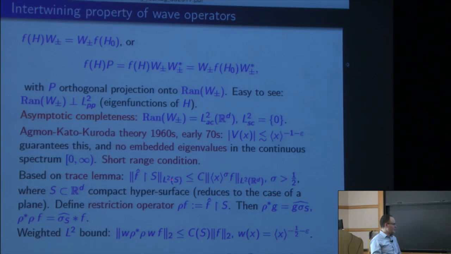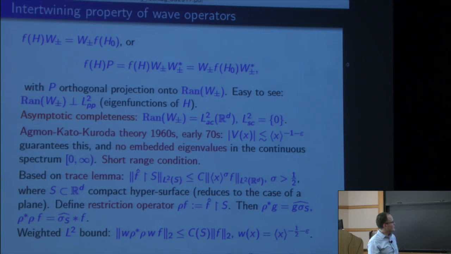And so if you formalize this, you have a restriction operator, the Fourier transform restricted to the surface. You dualize this, you do TT*, you end up with this type of statement, that restriction followed by extension satisfies weighted bounds as long as the weight decays a little bit faster than -1/2.